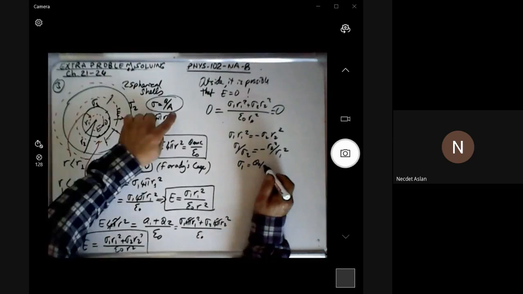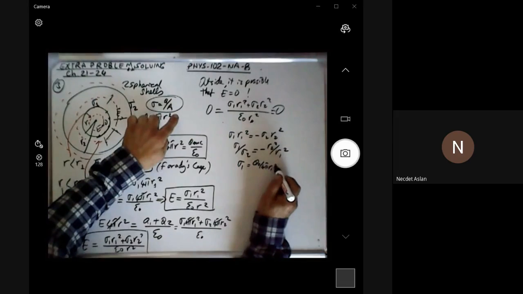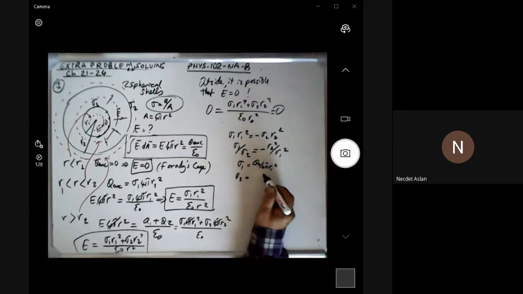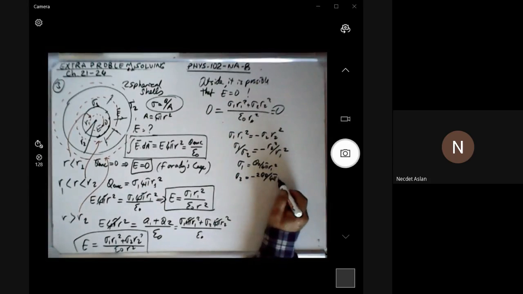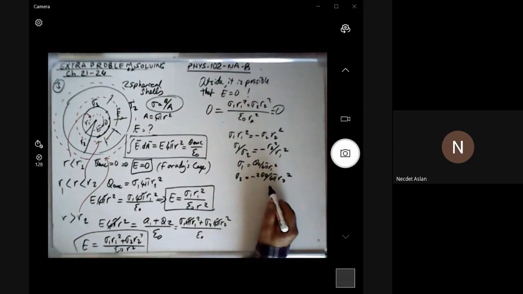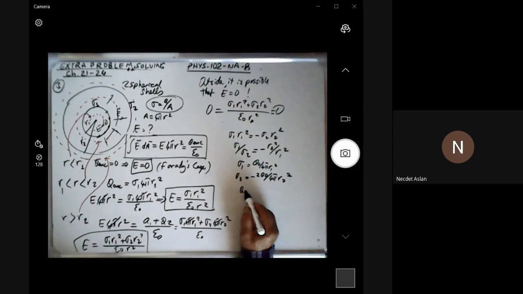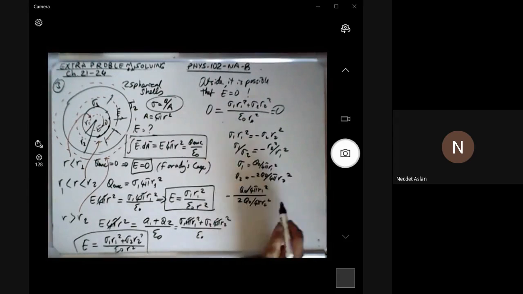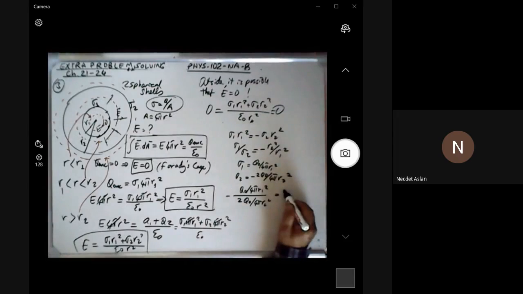Okay, but we have to write these areas as 4 pi r1 squared, and sigma 2 is again, let's say, minus 2q0 divided by 4 pi r2 squared. In this case, when you put these expressions here, sigma 1 over sigma 2 will give you q0 divided by 4 pi r1 squared divided by 2q0 divided by 4 pi r2 squared with a minus sign. Of course, this minus sign goes to top. The right hand side is minus r2 squared divided by r1 squared.